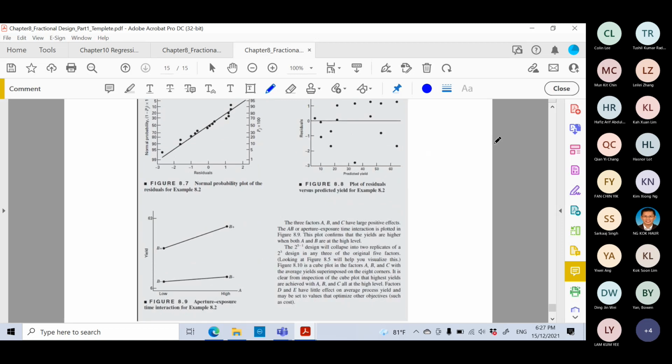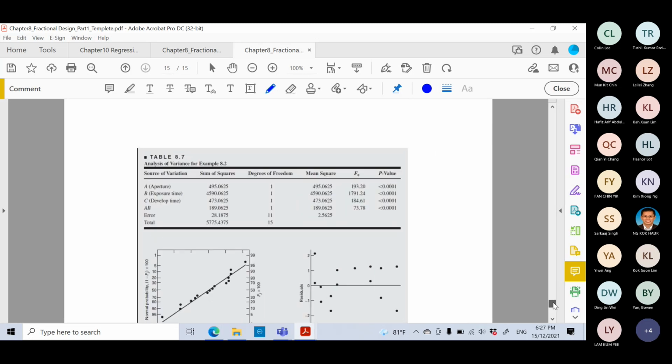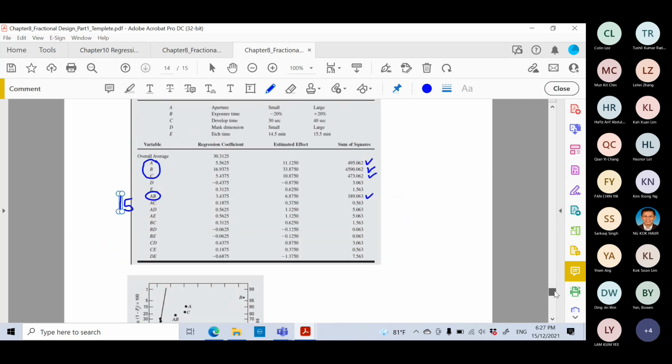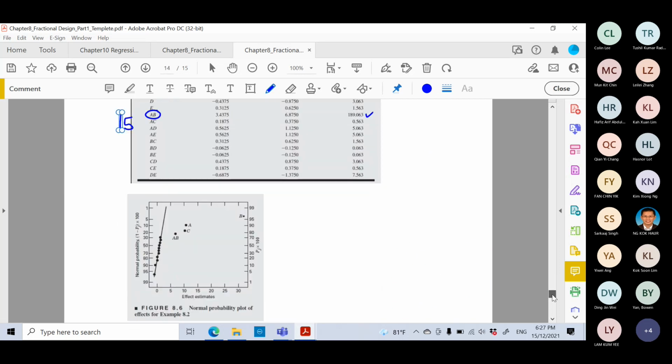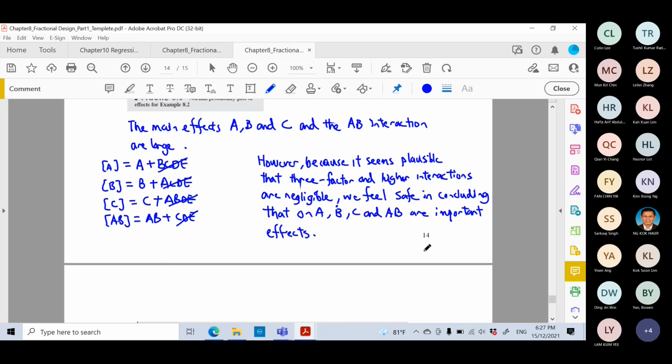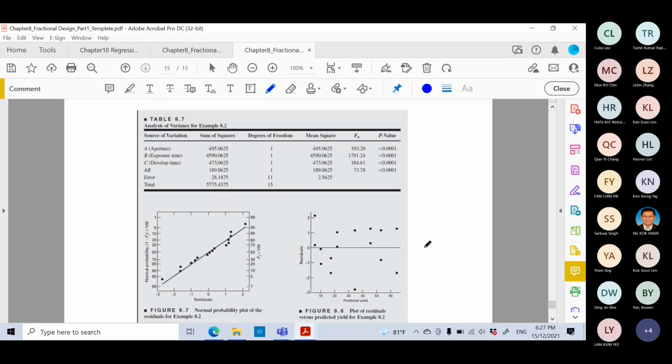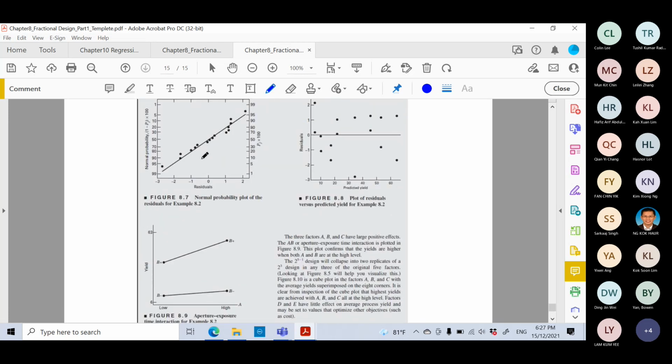In this example, based on the beginning of the story, the objective is to improve the process yield. Okay, so they want a higher process yield. Therefore, these are the 3 factors considered: A, B, C, and the AB interaction is also significant. So therefore, we plot the following plot.